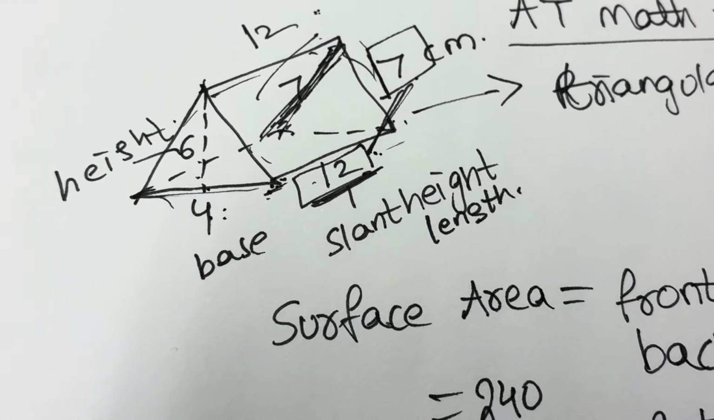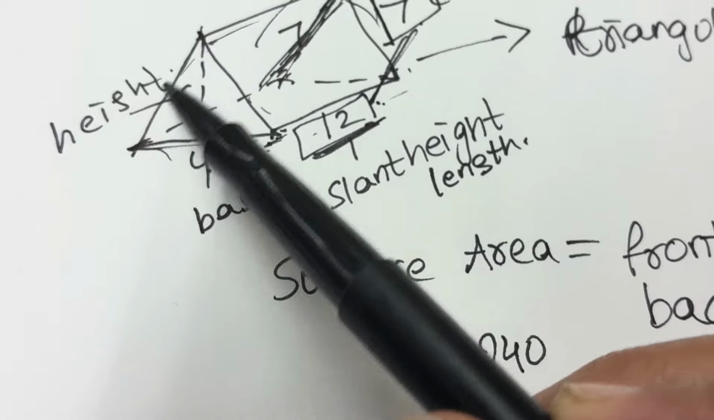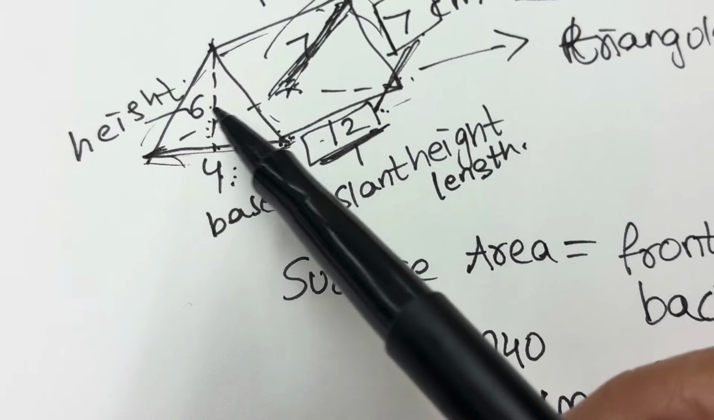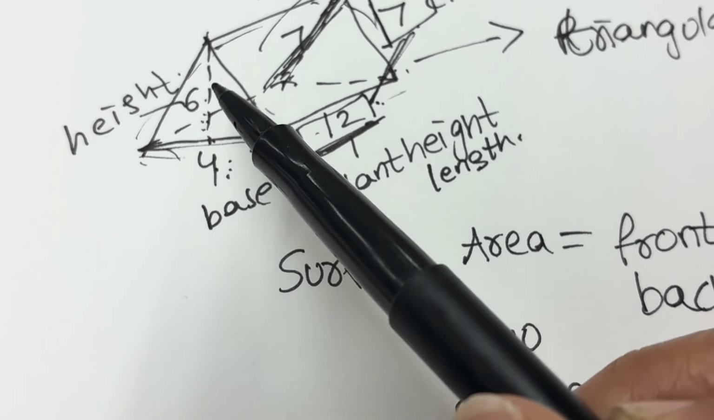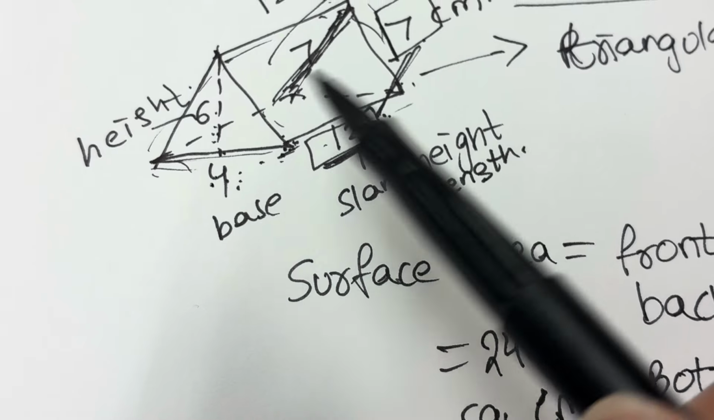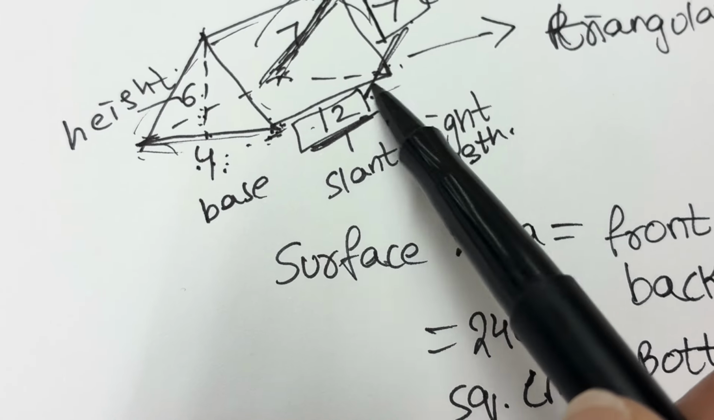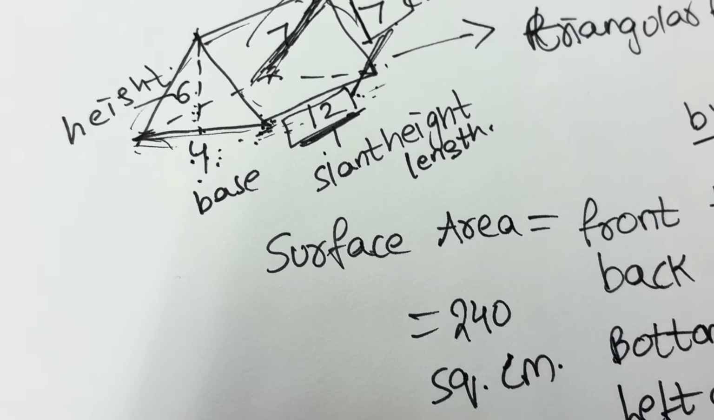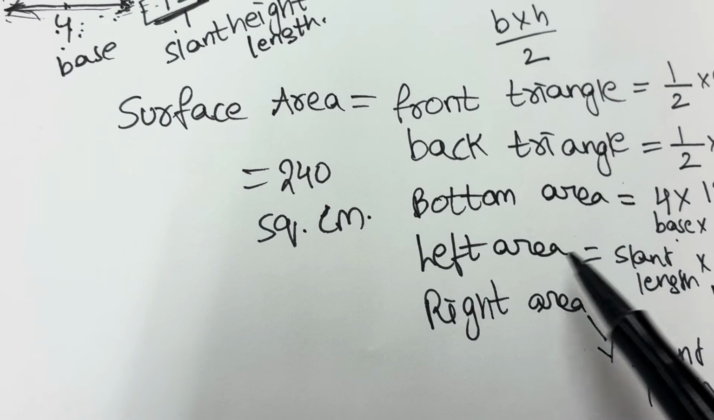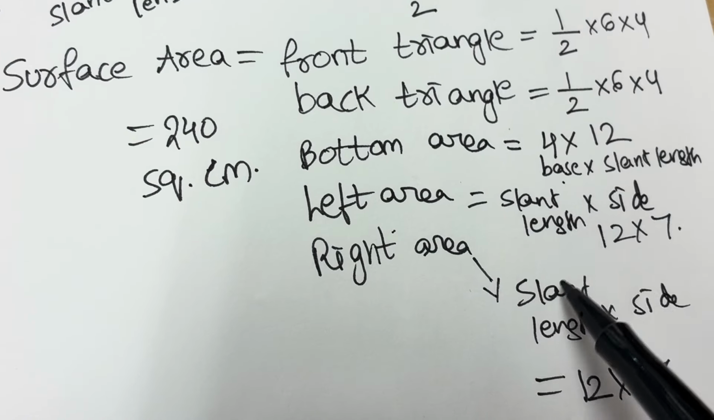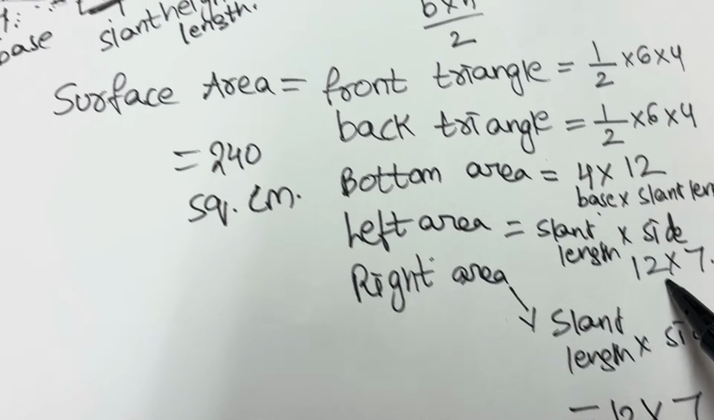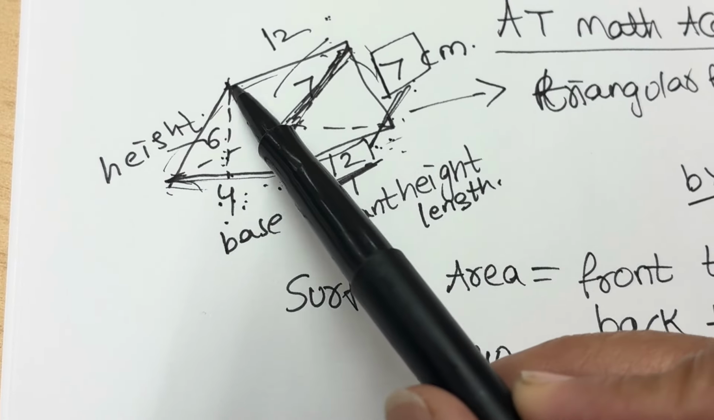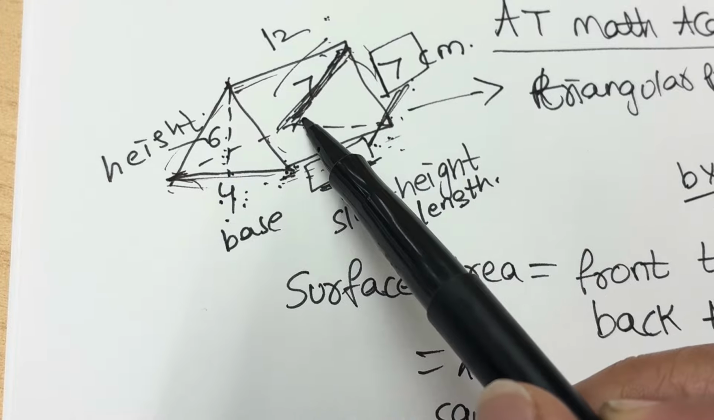So this is my close-up look of the problem, and we are taking the two views of the triangle, half into base, which is 4 into 6, and we have front and back, so we added 2 times for the triangle. And we are taking the base area, which is base multiplied with slant length, 4 into 12. So we got 48 for the bottom area. And for calculating the left and right sides, we are multiplying the slant length with the side length. So the slant length 12 is multiplied with this side, which is 7, and the slant length 12 is again multiplied with this side, which is 7.